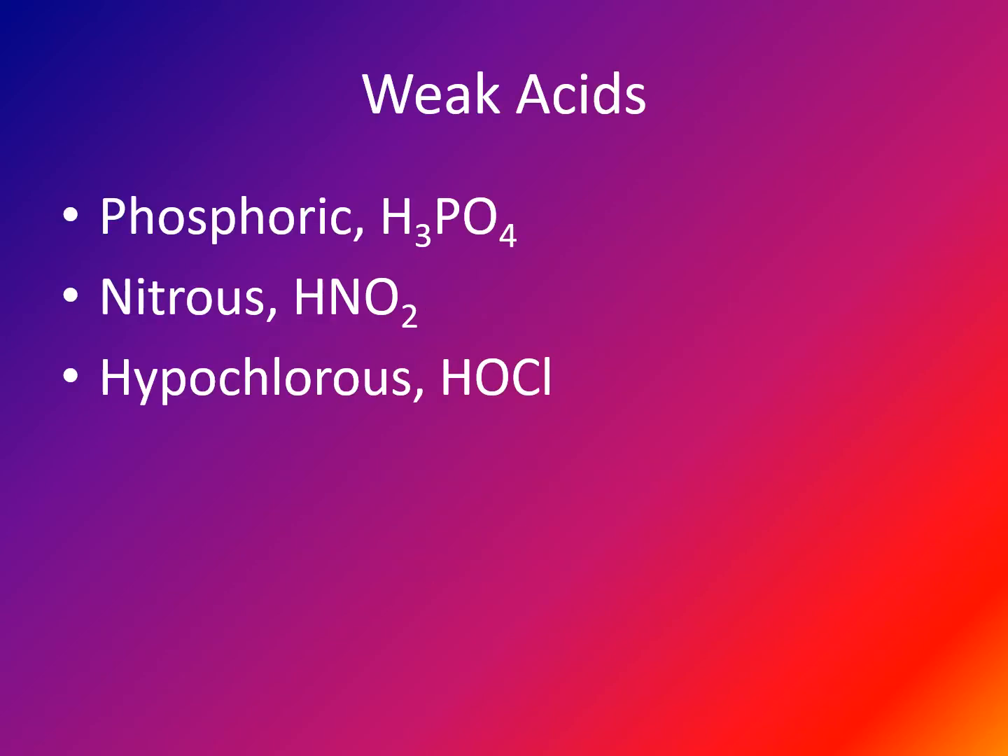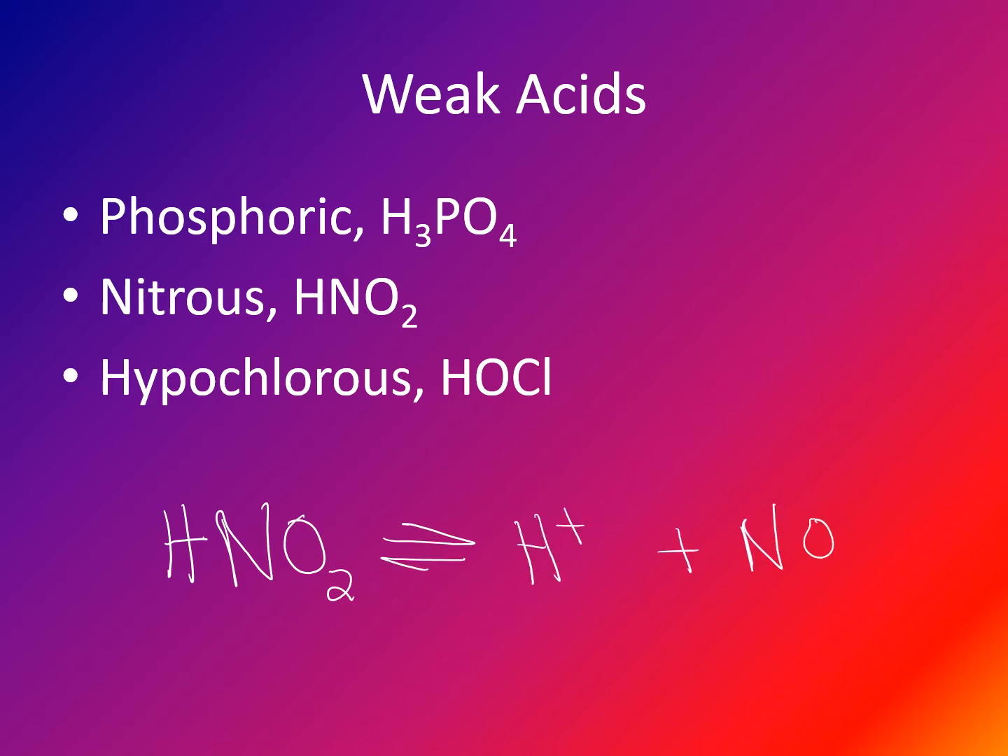Weak acids. Weak acids are those that do not dissociate very much. So if we take a weak acid, such as nitrous acid, it does form some hydrogen ions and some nitrite ions, but there's not many ions, so its Ka value is very small. So all weak acids dissociate to a small extent.